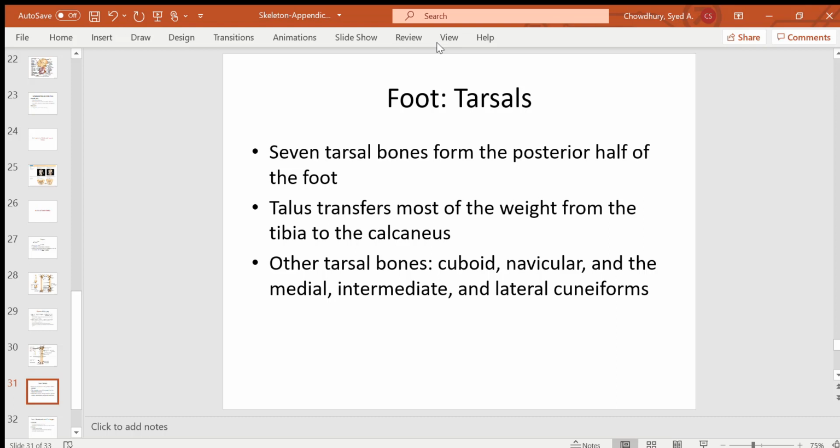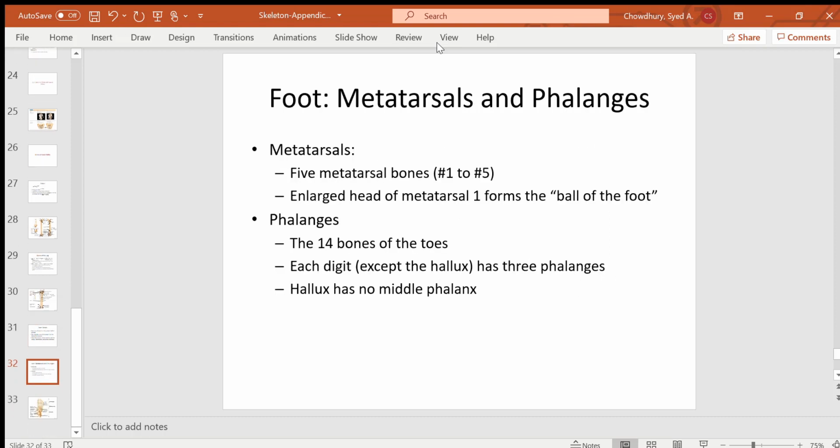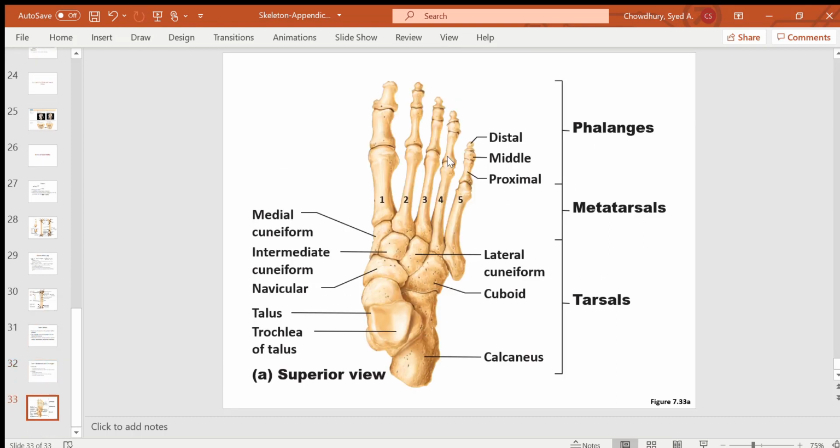Now the bones of your foot. In your foot you have 7 tarsals. Now you remember in case of your hand you had 8 carpals. So in your foot you have 1 less.